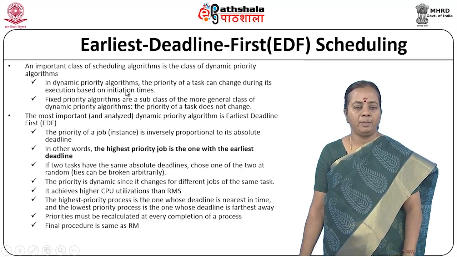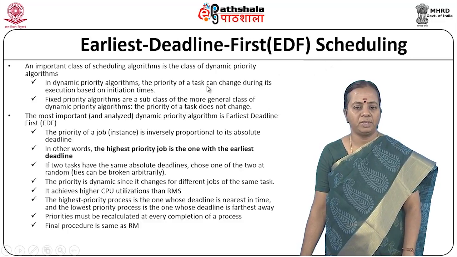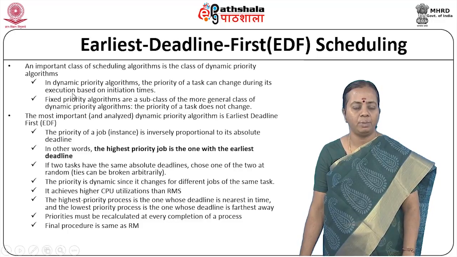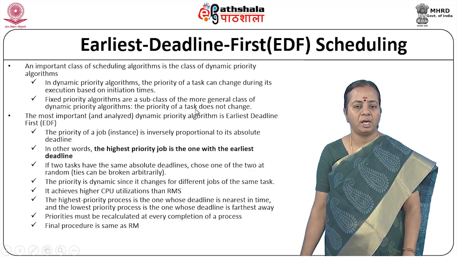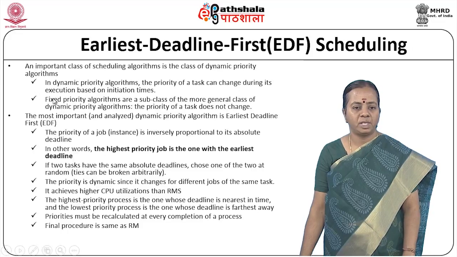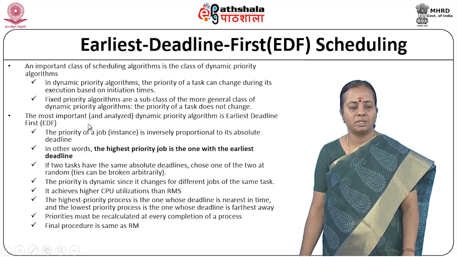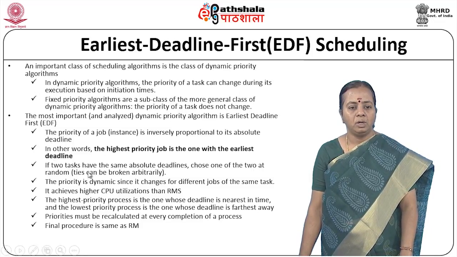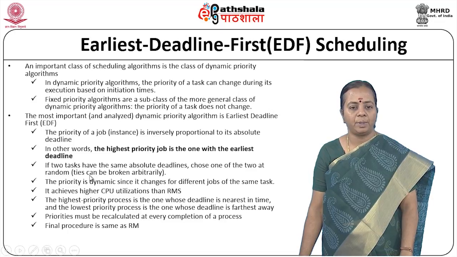In a dynamic priority algorithm, the priority of the task can change during its execution based on the initiation time. Fixed priority algorithms are a subclass of the more general class of dynamic priority algorithms. With fixed priority, the priority of a task does not change, whereas in dynamic priority algorithms the priority of the task is changed each and every time while it is running. The priority of a job is inversely proportional to its deadline.